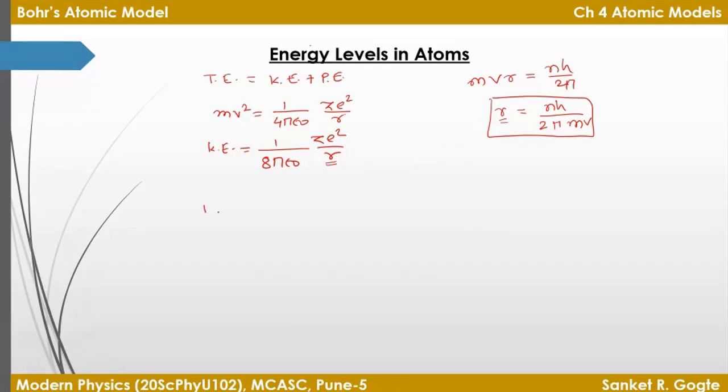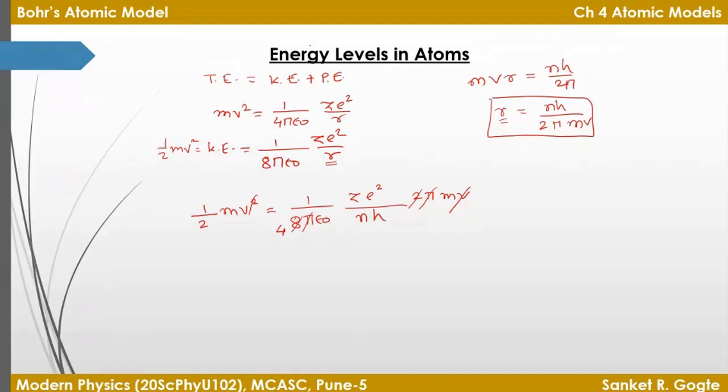So what is kinetic energy? Let me write kinetic energy as half mv square now, which is equal to 1 by 8 pi epsilon 0. Remember, this is half mv square. So this is equal to z e square by r, where r is nh by 2 pi into mv. Now this v will get cancelled. Let's do the algebra. This pi will get cancelled, and this will become 1 by 4. Let's keep the 1 by 2 as it is.